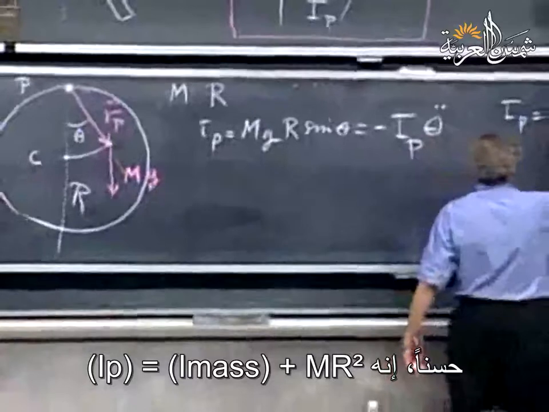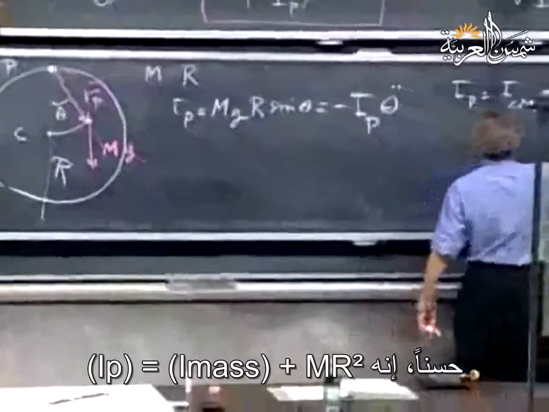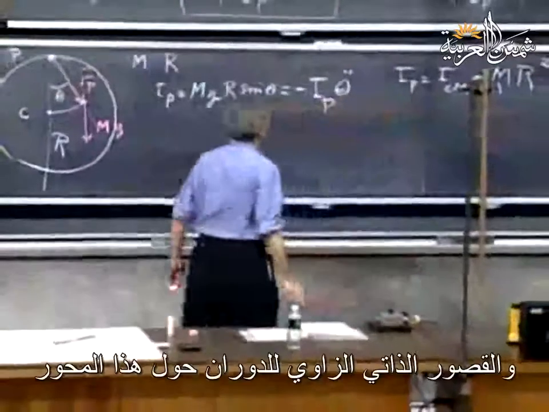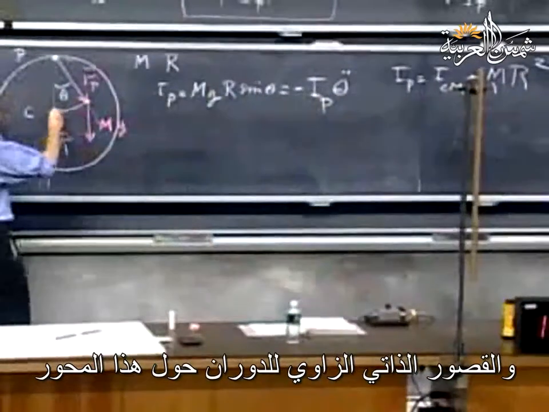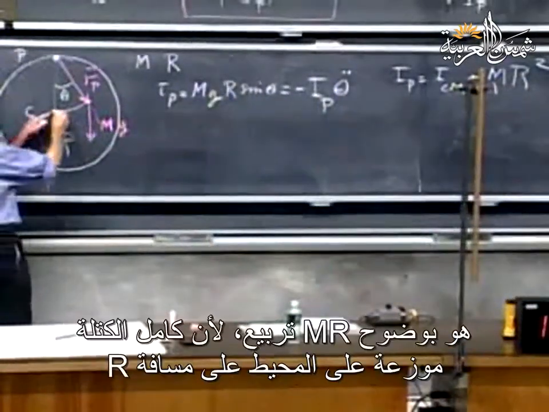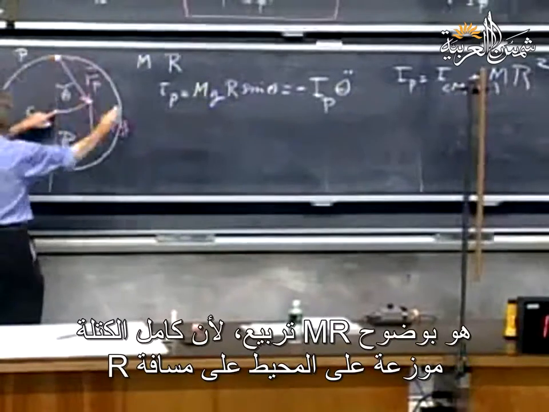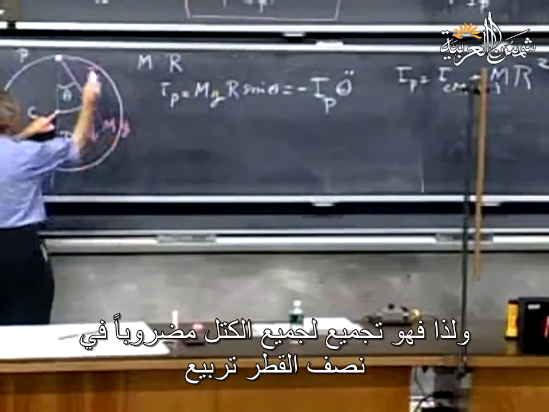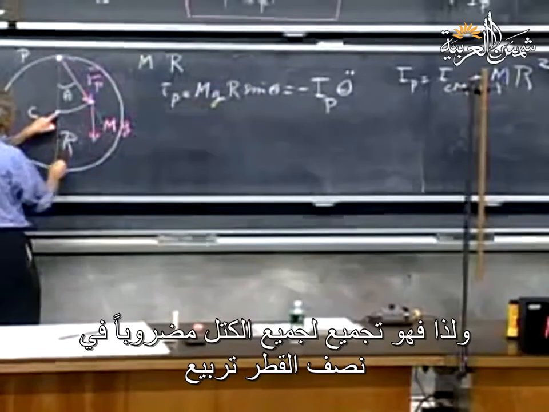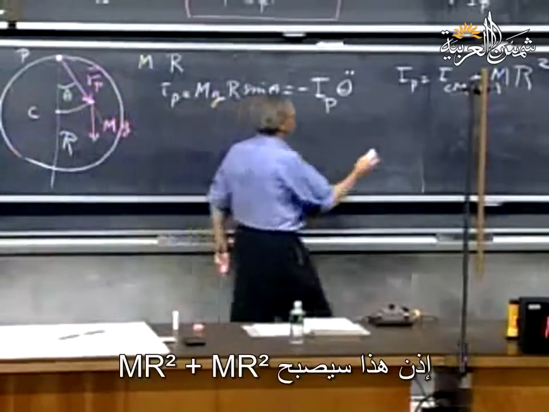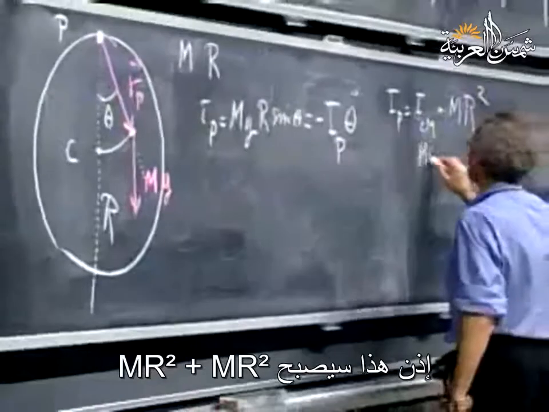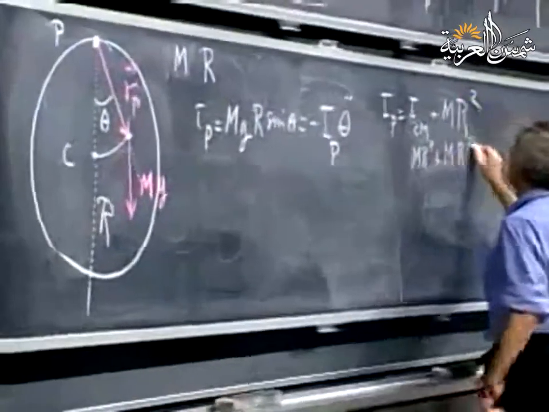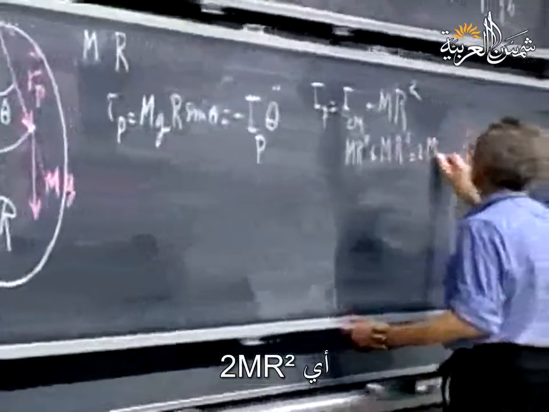Well, that is the moment of inertia of rotation about the center of mass plus mr squared, that's the parallel axis theorem. And the moment of inertia for rotation about this axis is clearly mr squared because all the mass is distributed at the circumference at distance r. So it is a summation of all the masses times the radius squared. So this is going to be mr squared plus mr squared. So that is 2mr squared.